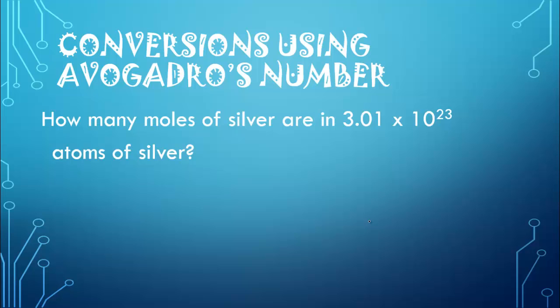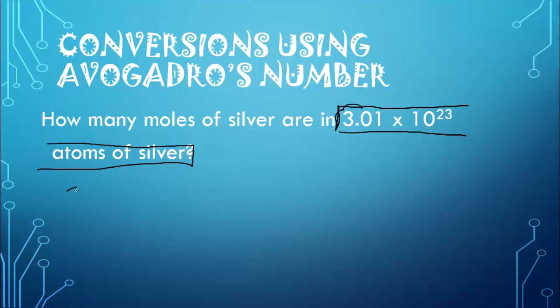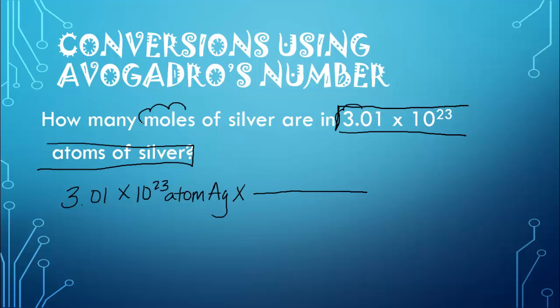We're going to start it the exact same way. Look at what's given. So this is what's given, so that's where we are going to start. 3.01 times 10 to the 23rd atoms of silver. And we're going to times the line. Then we're going to look for what they're asking for, or what they want us to change to.